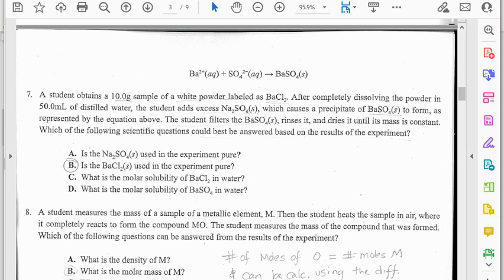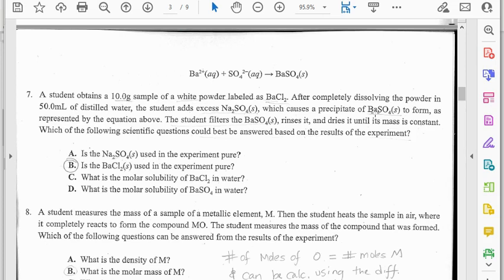Well, because it says a sample of a powder labeled as BaCl, so you don't actually know that it is BaCl. We don't know if it's the pure form. It's just labeled that. And then we know the second one because it's being added to it. It doesn't say we add something that looks a lot like BaCl.